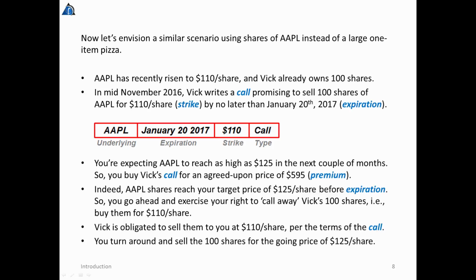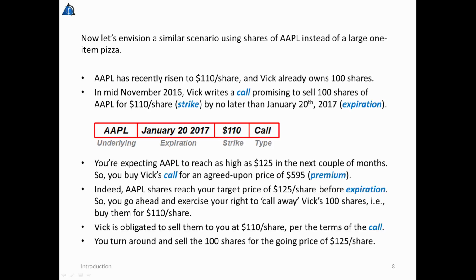Now, in every transaction, there are two parties. There's a seller and there's a buyer. Trader Vic is the seller of the contract. He's looking for a buyer. You happen to be bullish on Apple. You expect it to reach as high as $125 per share in the next 2 or 3 months. So you decide to buy Vic's call for an agreed upon price of $595.